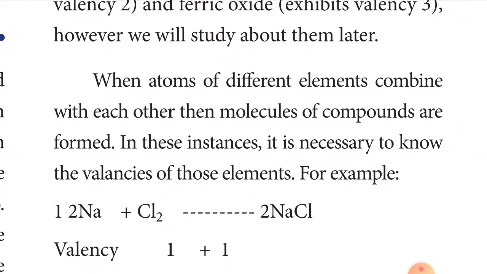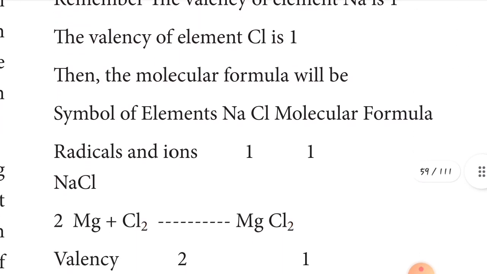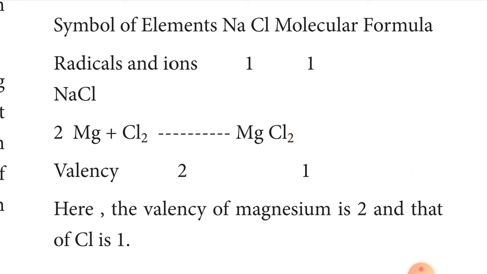And see the equations, children. When the atoms of different elements combine with each other, molecules of compounds are formed. Here sodium, 2 Na plus chlorine Cl2, and you are getting the reaction 2 NaCl, sodium chloride. You get 2 sodium and 2 chlorine. So here the valency of sodium is 1 because the chlorine valency is 1. Valency 1 plus 1. This is clear to you, children. Magnesium is also given: magnesium plus chlorine atoms also combine to form magnesium chloride.